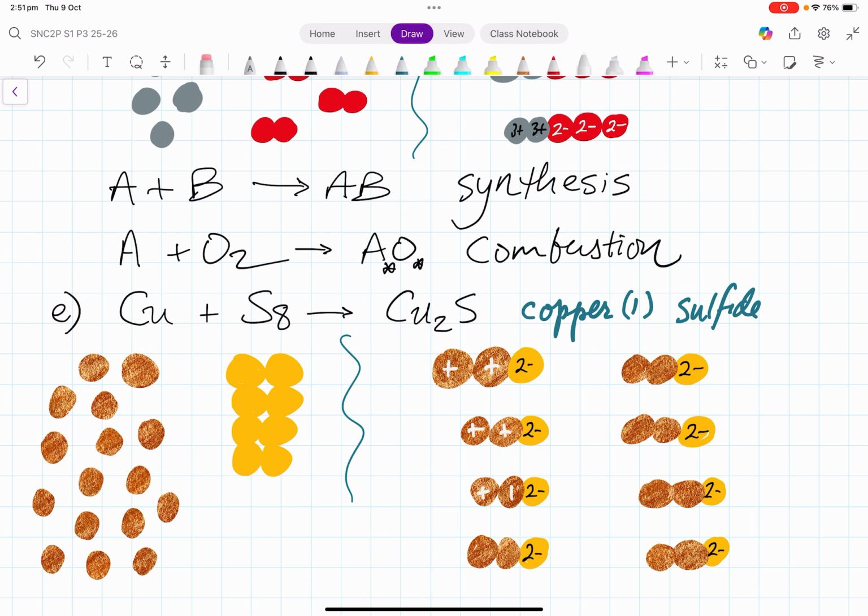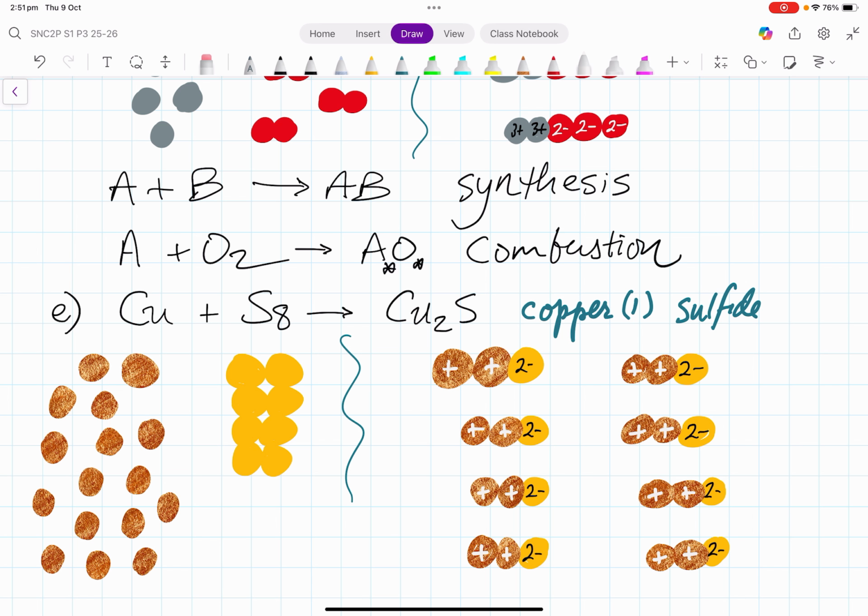So we can say 16 atoms of copper react with 1 molecule of, I don't know, octasulfur or just sulfur, I guess. Yeah, just sulfur. Because if we're going to call O2 oxygen, we don't say dioxygen, we say oxygen. So react with 1 sulfur in its octa form.